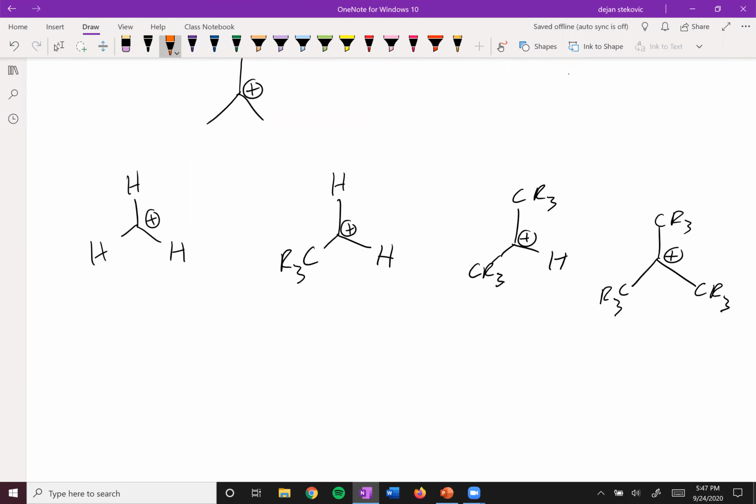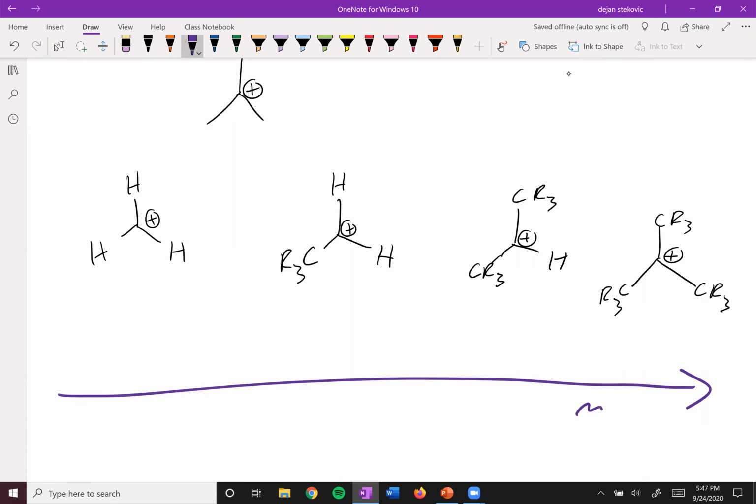And so here we're going to learn some deeper knowledge. When we go from the left to the right, we become more stable. And not only that, these have special names. So this is just called a methyl carbocation. This is called a primary carbocation because it only has one thing attached to it. We'll see this nomenclature again when we reach alcohols.